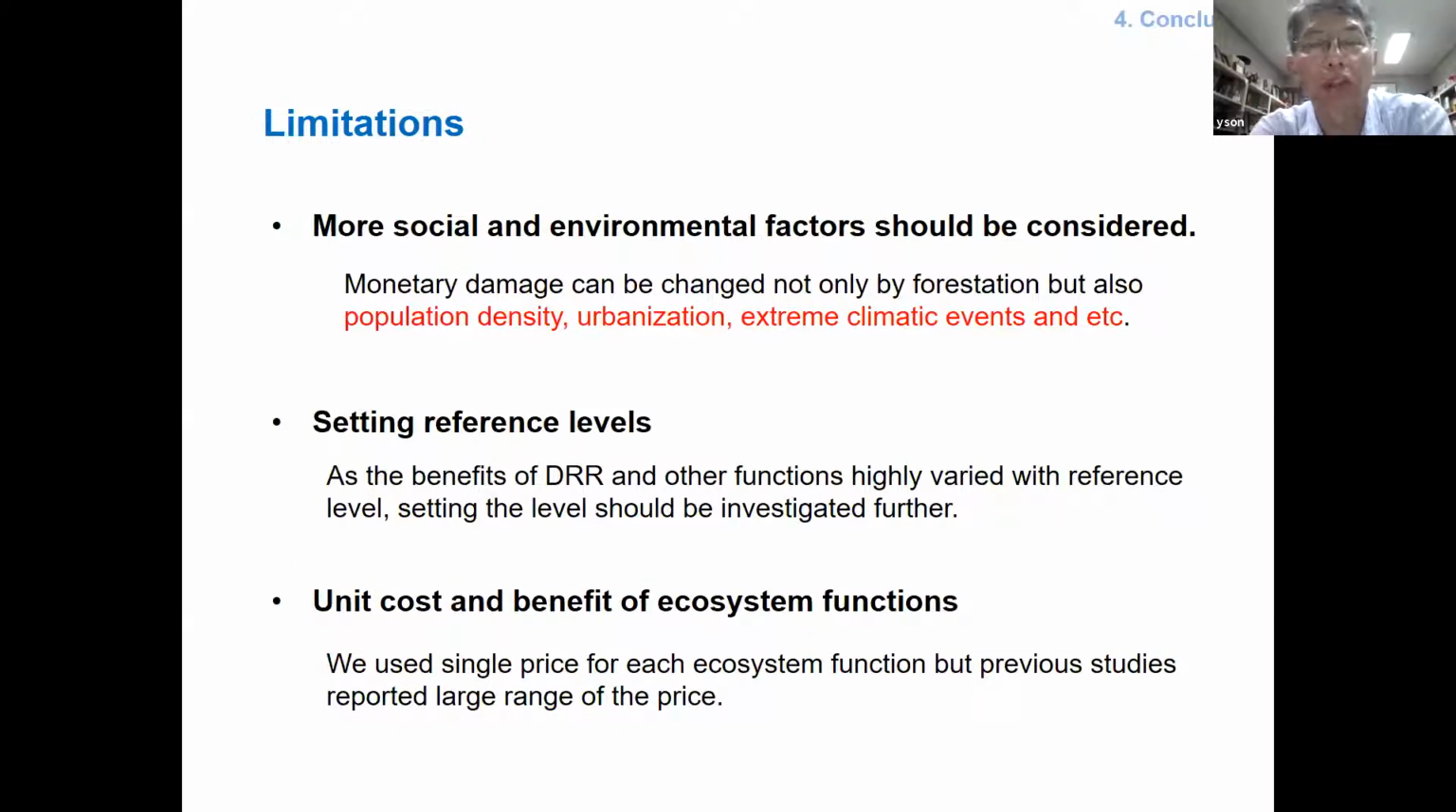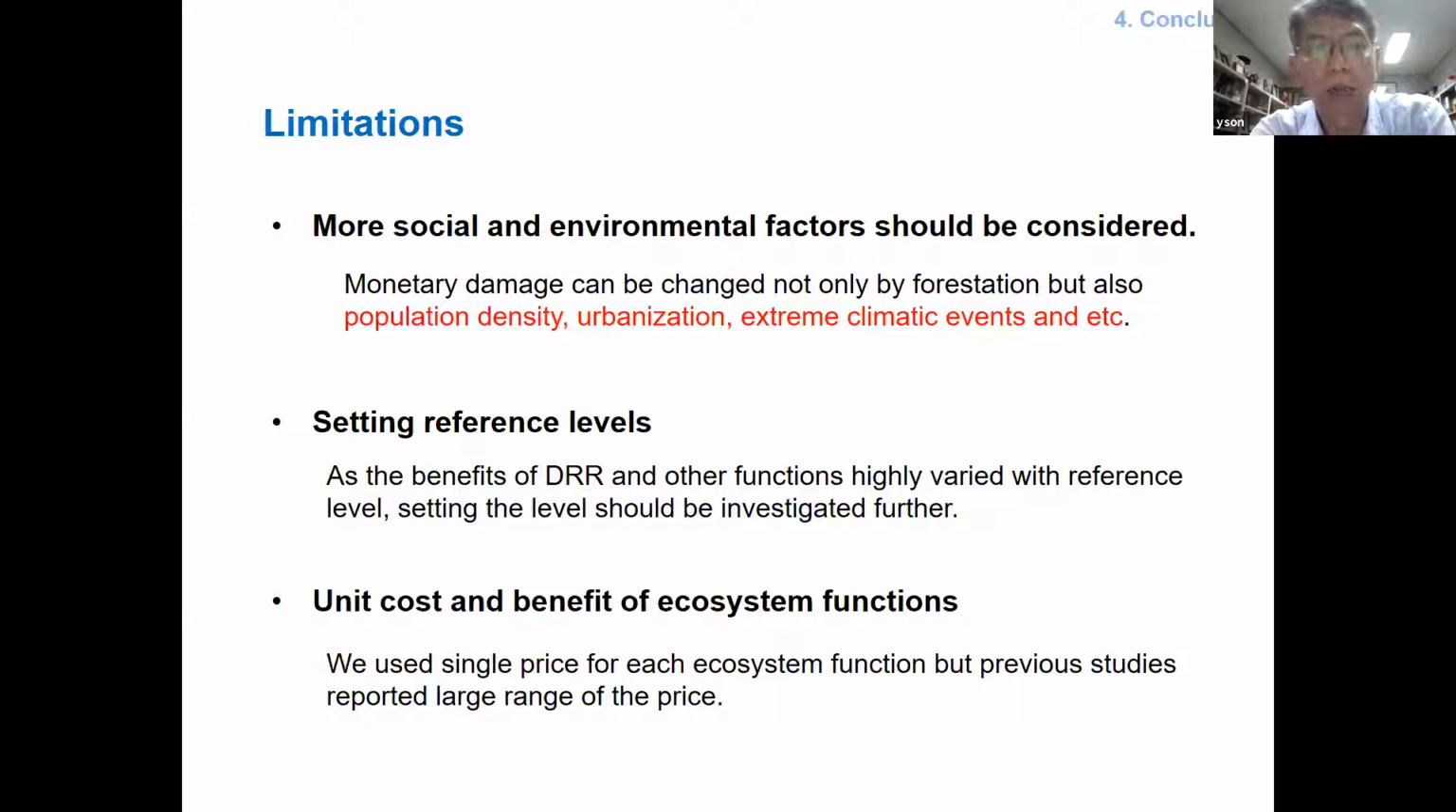We have some limitations in the case study. In other words, we should see more social and environmental factors. Those factors should be considered. So monetary damage can be changed not only by reforestation, but also population density, urbanization, extreme climate events, and so on. So there are other factors influencing economic feasibility of reforestation, even though we could not include all those factors.